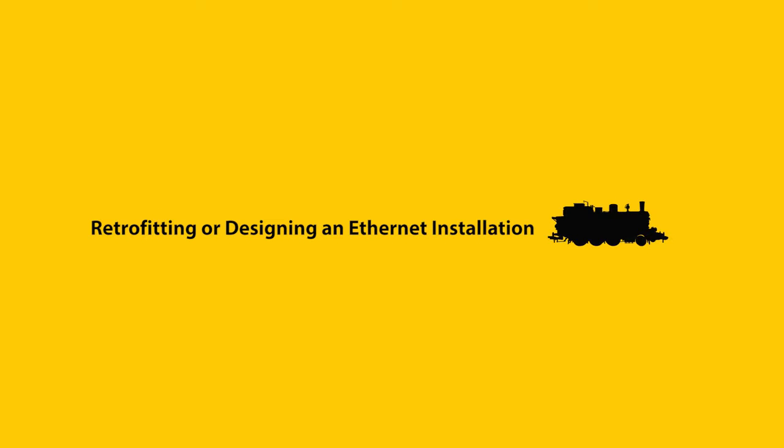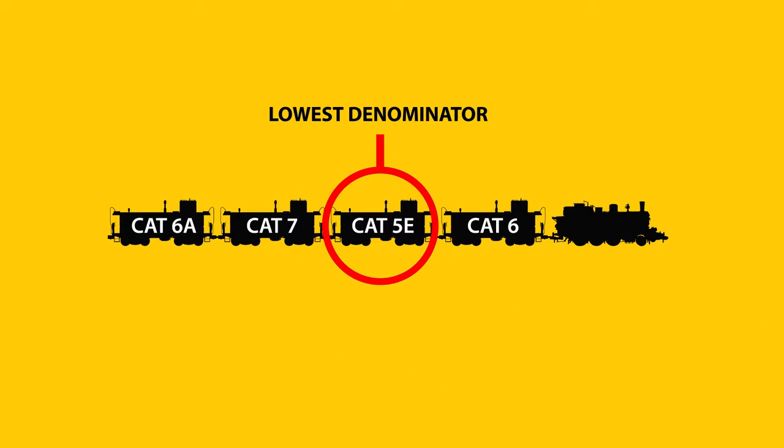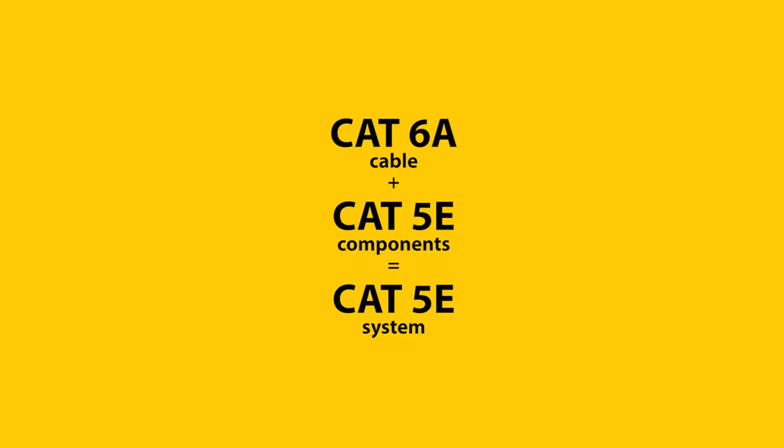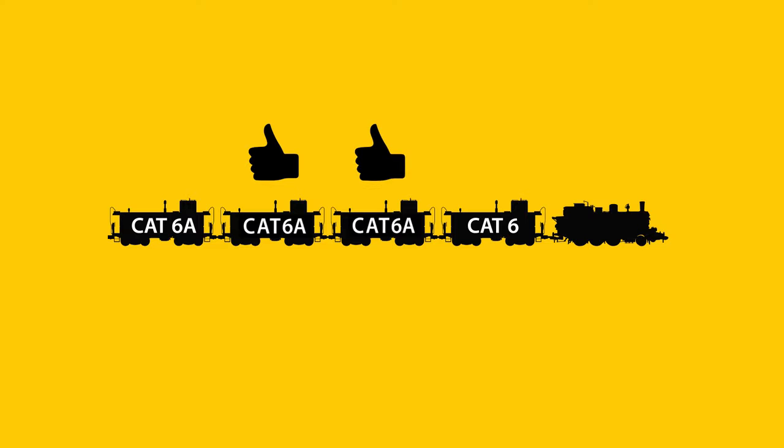One of the most important factors to consider when retrofitting or designing an Ethernet installation is that the speed of the entire network reverts to the lowest common denominator. So, using Cat6a cable with Cat5e components will result in a Cat5e system. Meaning, in order to achieve the speed of the category, every component of the system must be capable of achieving the speed of that category.